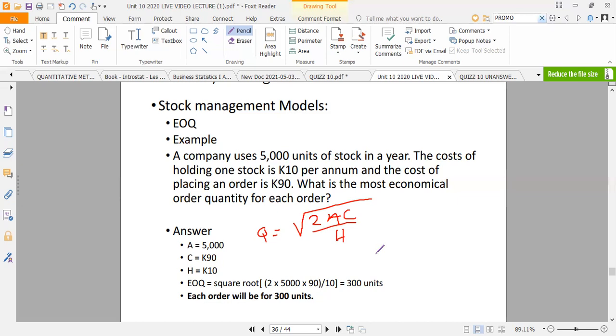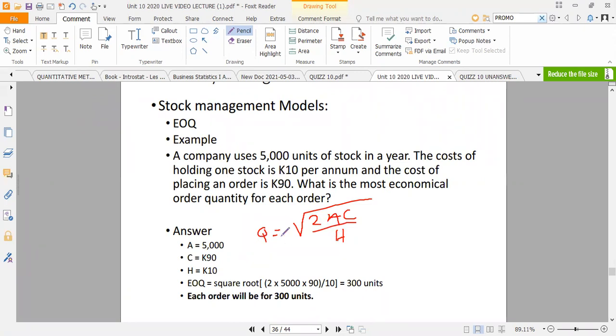So here, what have we been given? We've been given our annual demand. A company uses 5,000 units of stock a year, so our annual demand is 5,000. So this is the 5,000 here. Then we've also been given the cost of placing the order, which is 90. So we put 90 there, divided by the holding cost H, which is 10. So we put 10 there.